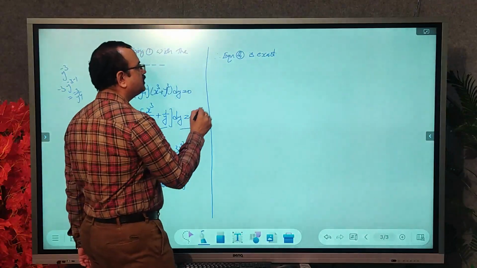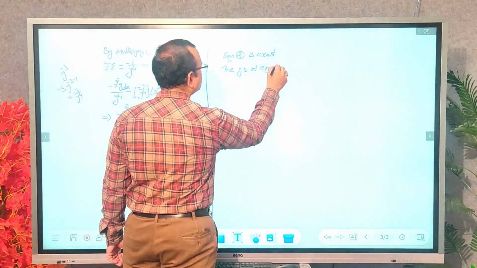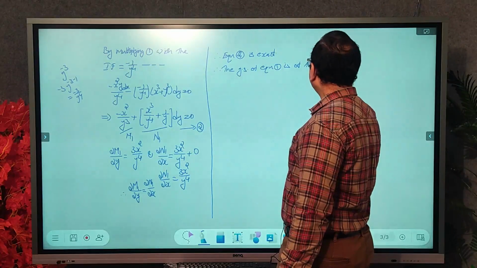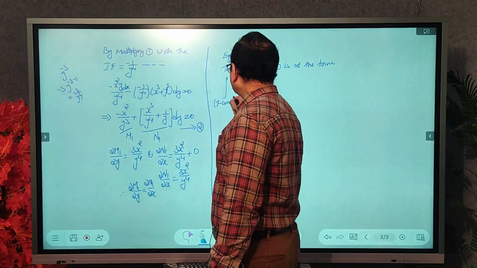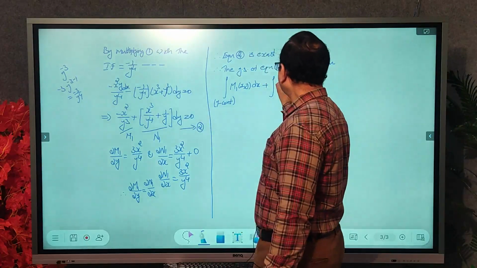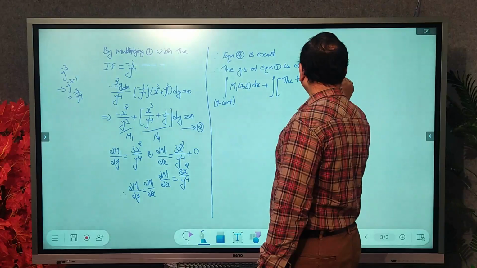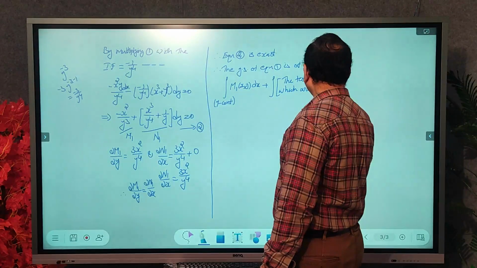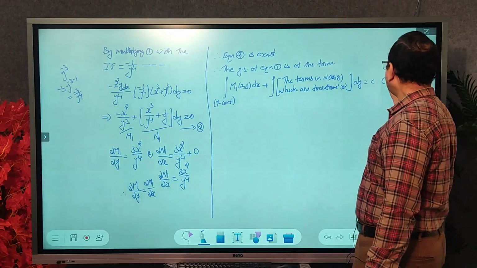Then we know what the general solution is. Therefore the general solution of equation 1 is of the form: integral, treating y as a constant, of M1 dx, plus integral of the terms in N1 which are free from x, whole into dy, is equal to c, where c is an arbitrary constant.